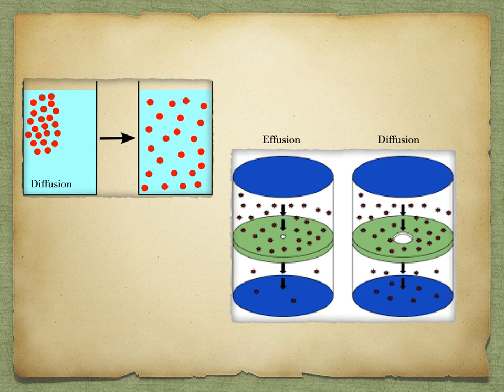Effusion is why a latex balloon that you blow up loses pressure over time. It loses gas particles because latex is microporous, and those holes are roughly the same size as molecules in air.